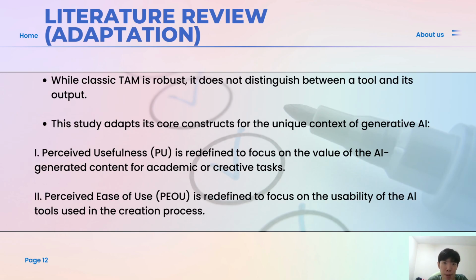So for the adoption in the literature review, while classic TAM is robust, it does not distinguish between a tool and its output. So this study adapts its core constructs for the unique context of generative AI. Perceived usefulness is redefined to focus on the value of the AI-generated content for academic or creative tasks. And second, perceived ease of use is redefined to focus on the usability of the AI tools used in the creation process.